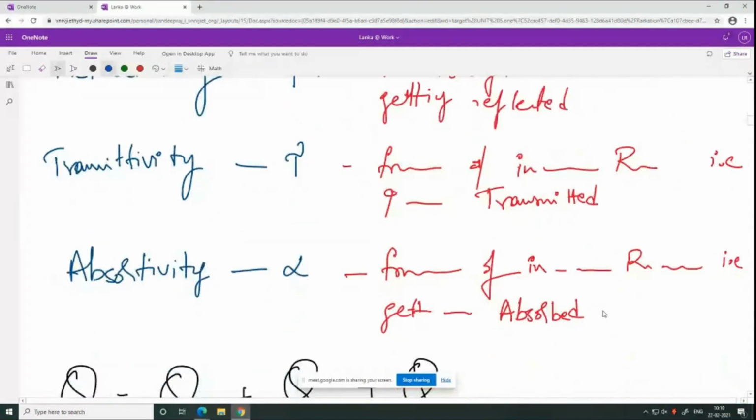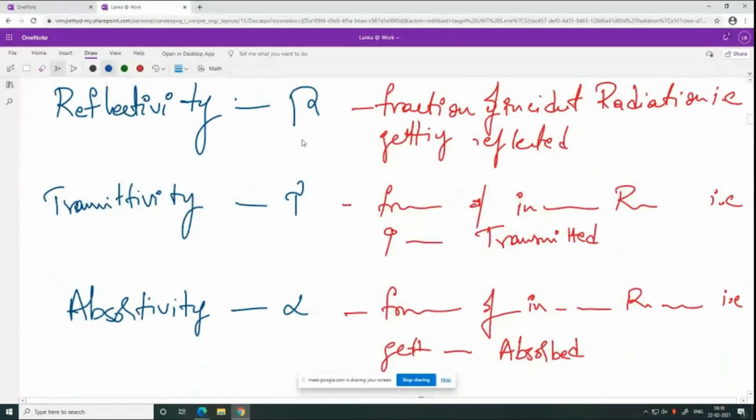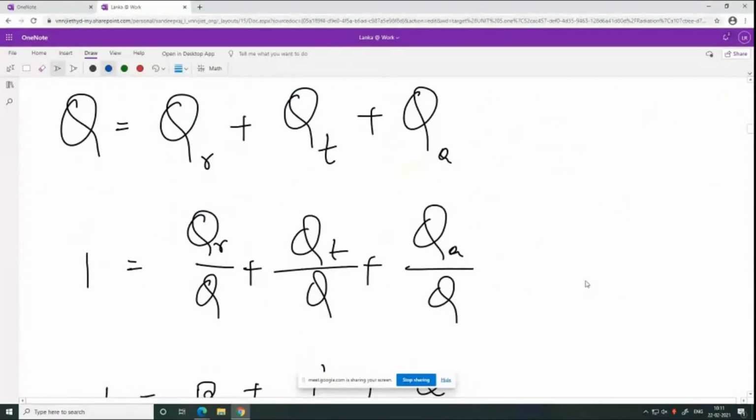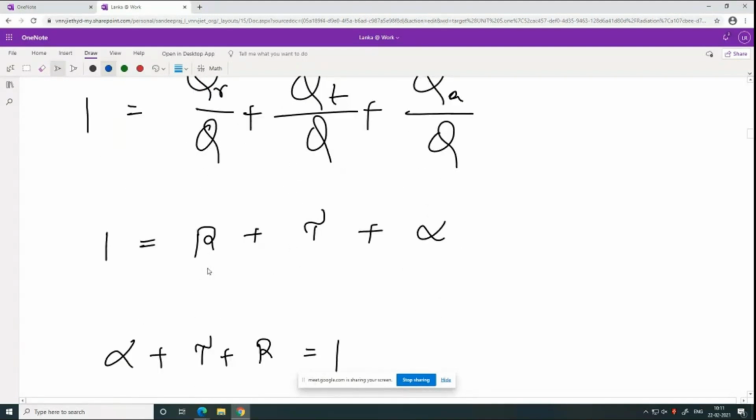And then we have gone on to define reflectivity, and we have shown it with a rho. Reflectivity is the fraction of incident radiation that is getting reflected. Then we have defined transmittivity. Transmittivity is the fraction of incident radiation that is getting transmitted. Absorptivity is the fraction of incident radiation that is getting absorbed. And using the summation that we have taken previously, we have got this correlation, that the sum of reflectivity, transmittivity and absorptivity will be equal to 1.